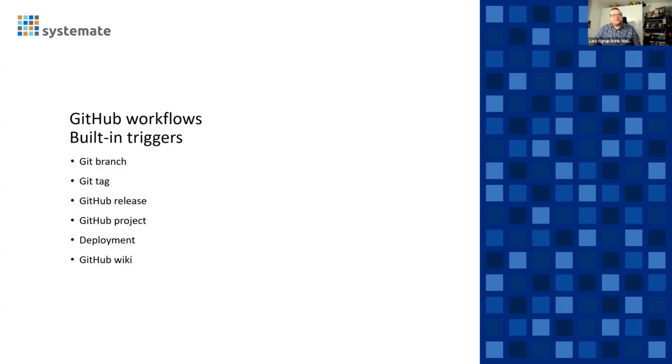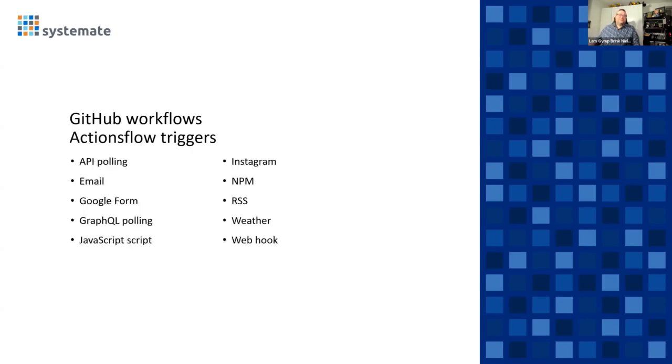And a few others here. Even when someone does something on the GitHub wiki, you can trigger a workflow. So it's endless possibilities here. There's also a third-party package here called Actions Flows, and that takes it to the next level because it adds custom triggers besides the ones provided by GitHub.